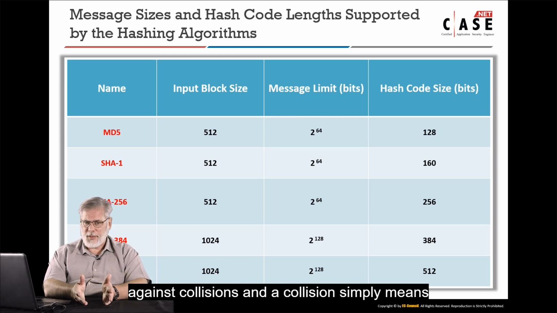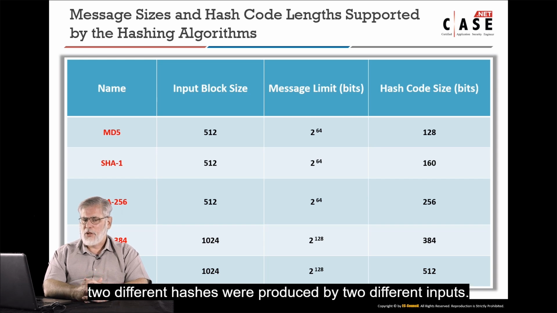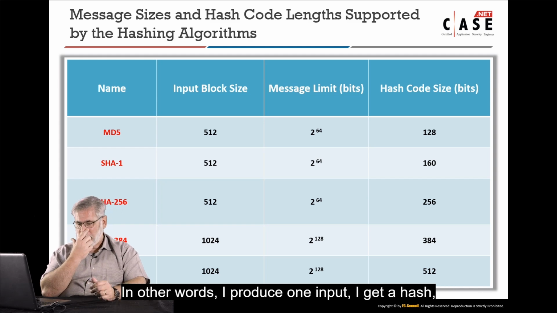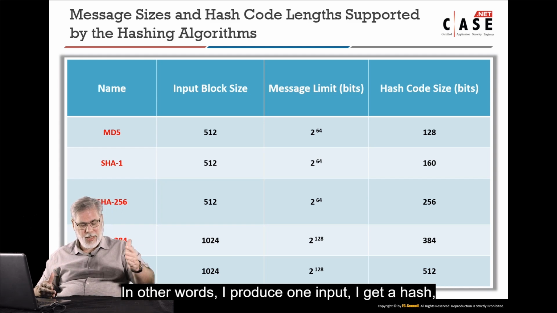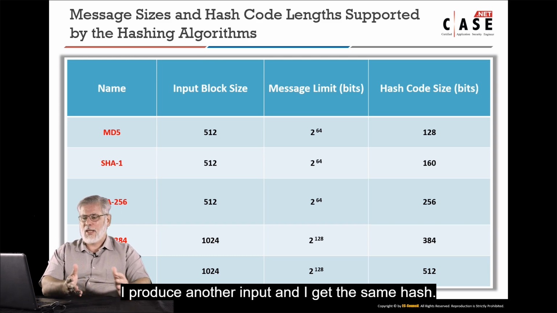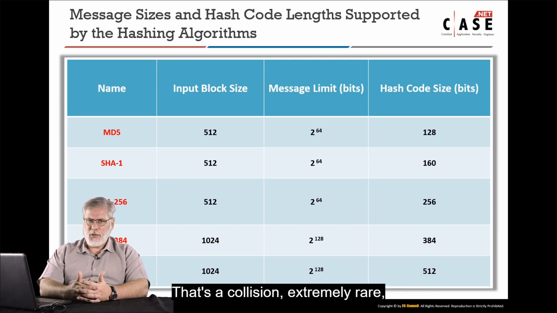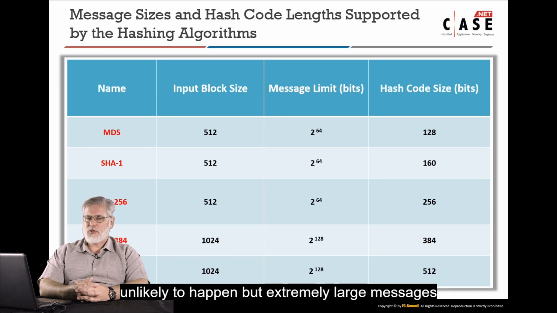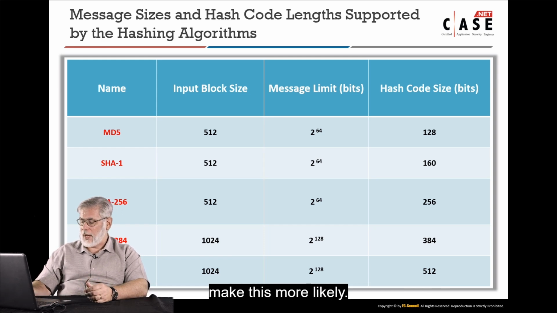And a collision simply means two different inputs produced the same hash. In other words, I produce one input, I get a hash. I produce another input and I get the same hash. That's a collision. Extremely rare, unlikely to happen, but extremely large messages make this more likely.